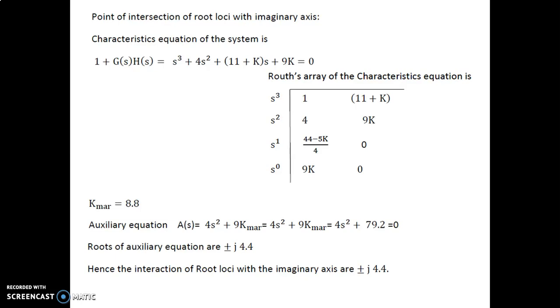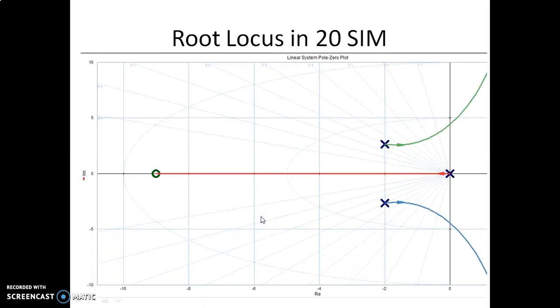So we have the angle of departure, and we know the point at which it intersects the imaginary axis. Then we can now plot the root locus. This is the root locus of the same transfer function in the 20sim simulator. You can see the angle is almost -16 degrees and it is crossing somewhere here. You can see the magnitude is 5 and this is almost close to 4.44. And you can see here the angle is plus 16 degrees and it is also crossing at minus 4.44. So this is in the 20sim simulator.